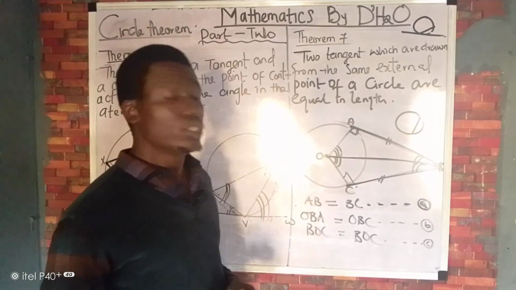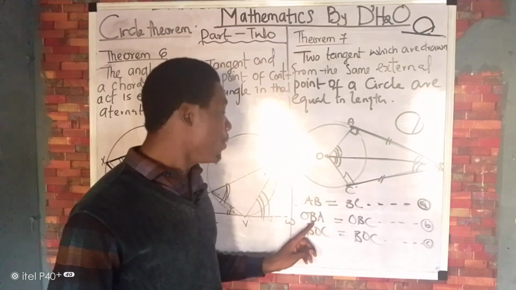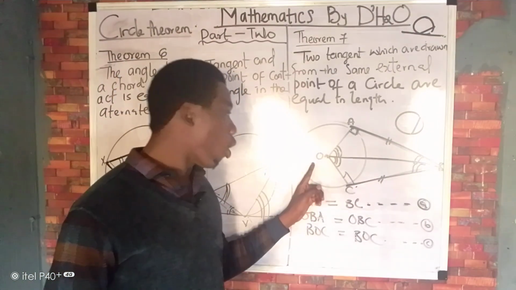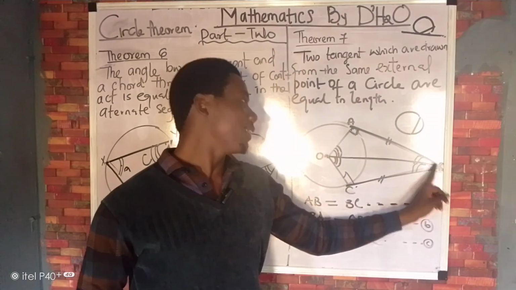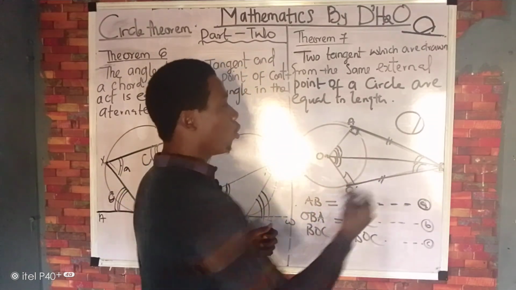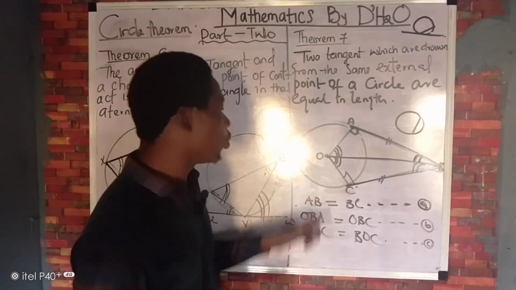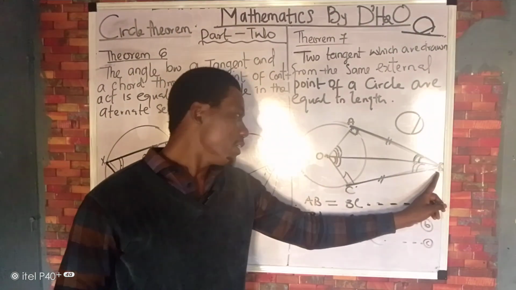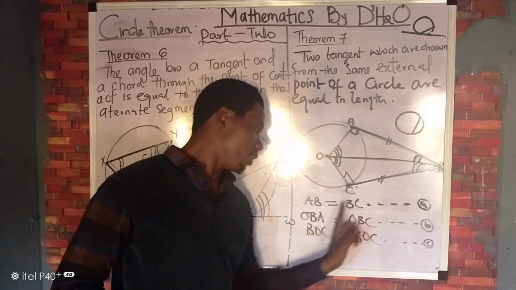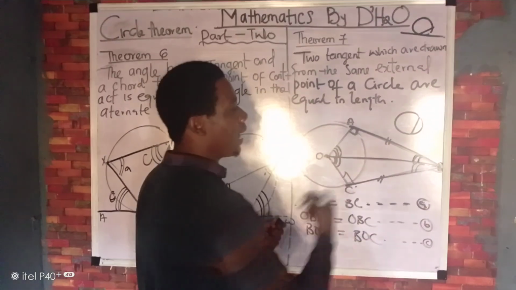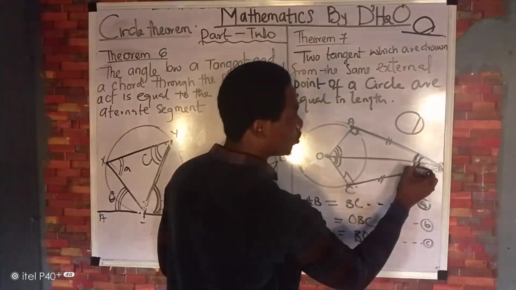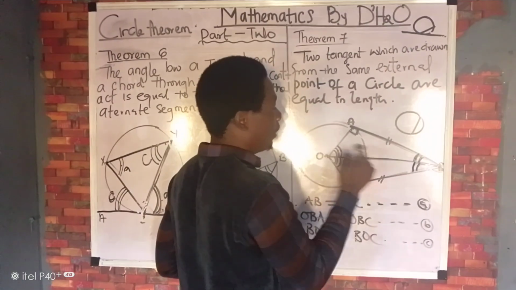So let's see what the other theorem says. OBA, which is this angle that is here, is equal to OBC. See it, OBC. So the angle that is here is equal to the angle that is here.